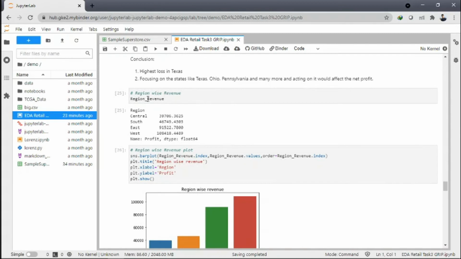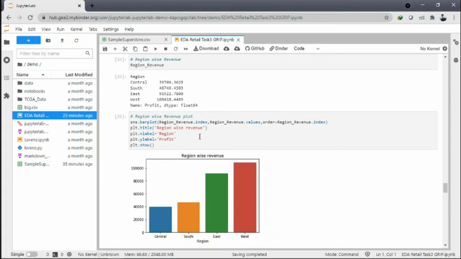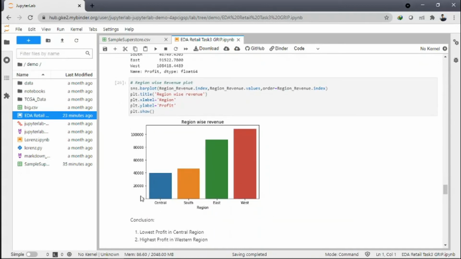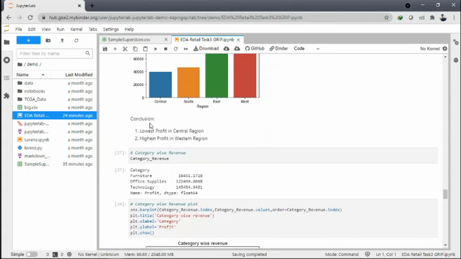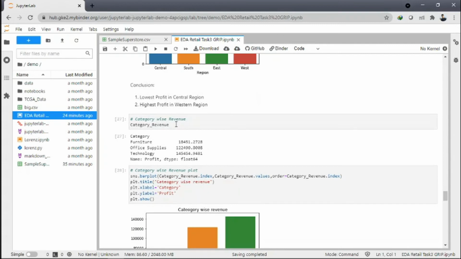So now we can see region-wise revenue. We can see the central region is having the least profit, and the western region is having the highest profit. So we are plotting the graph again, with region on the x-axis and profit on the y-axis. Now we can see that the lowest profit is in the central region, and the highest profit is in the western region. So the conclusion we have is lowest profit in the central region and highest profit in the western region. So now we can see the category-wise revenue.